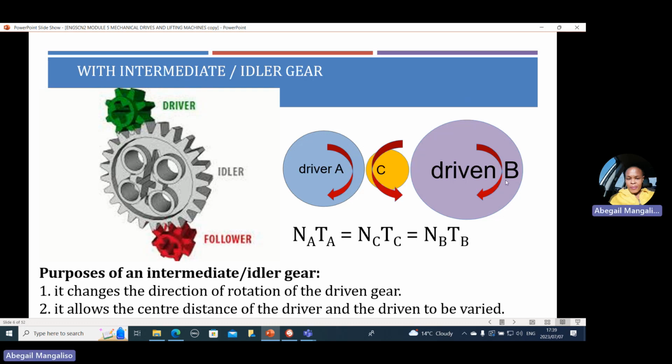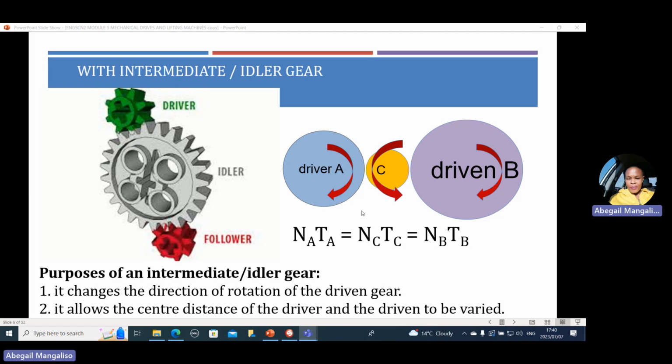Because when A is in mesh with B, okay, let's focus. If the intermediate gear is not there, and A is rotating clockwise, B will rotate counterclockwise. But by introducing the intermediate gear, we are changing the driven gear so that it can rotate in the same direction as the driver gear A. Number 2, it allows the center distance of the driver and the driven to be varied. So in the exam, you can be asked what is the purpose of an intermediate or an idler gear. This is the purpose of this gear.